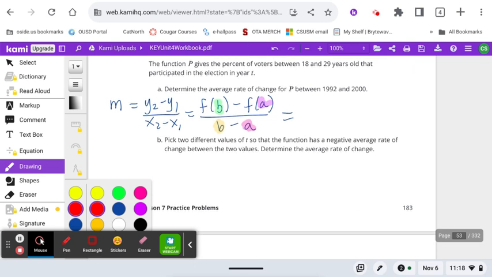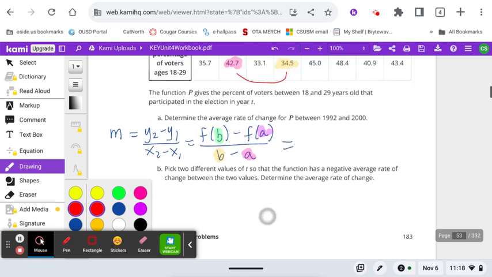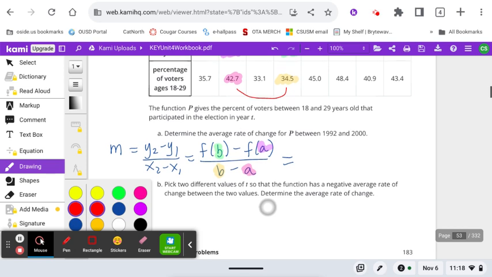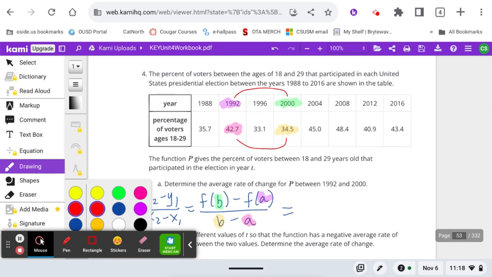Pick two different values of t so that the function has a negative average rate of change between the two values. So since this top part is going up, we want to find when there's a drop in the bottom. And so, for example, from 35 to 42, that's going up. But from 42 to 33, there's a drop. You could use that little time frame.